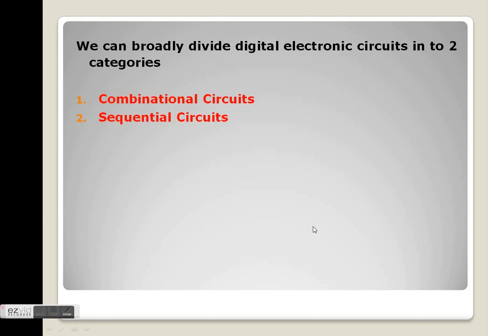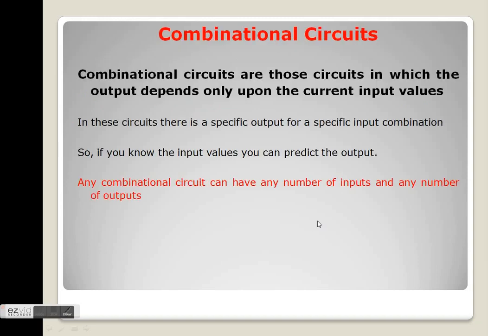Students, we can broadly divide digital electronic circuits into two categories. One is combinational circuits and one is sequential circuits. Now let's first understand what combinational circuits are.